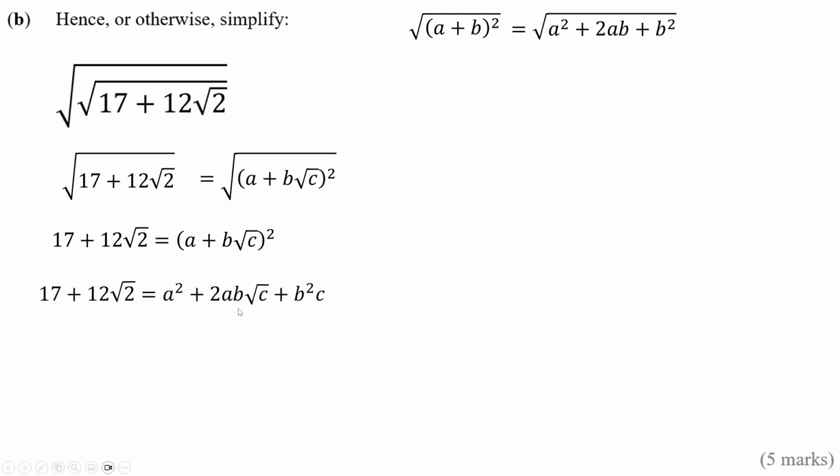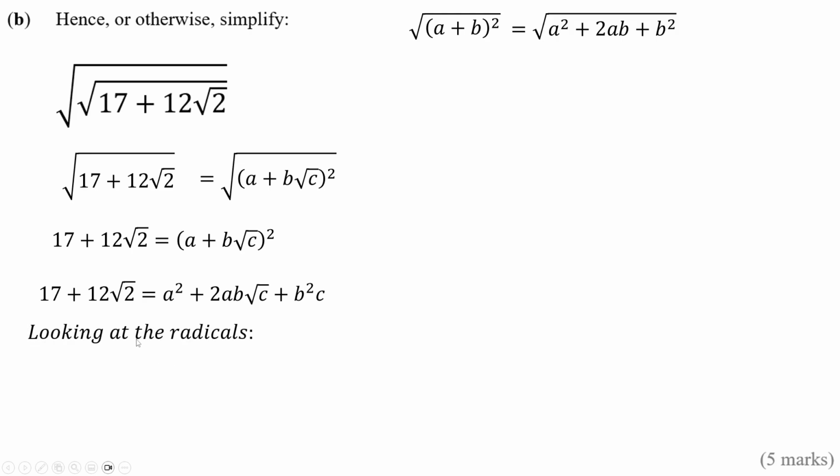So you have a squared plus 2ab root c plus b squared c, and then I'm going to compare coefficients. What we're going to do is look at the radicals first of all. A radical is just like the square root. So we have 12 root 2 and then 2ab root c. You can tell that this and this are somehow related.